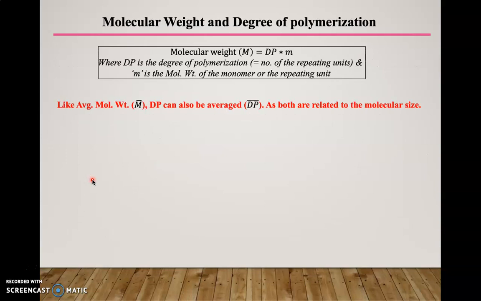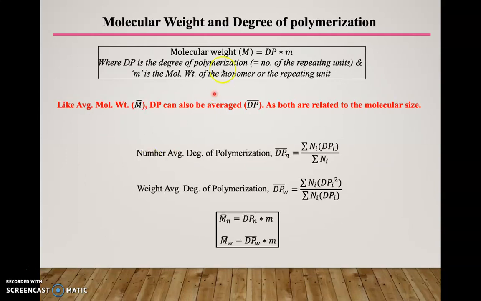Now, degree of polymerization, this particular thing we discussed in the starting part of our lecture, where I told you DP is the degree of polymerization, which is nothing but the number of repeating units, and M is the molecular weight of the monomer or the repeating unit. So if you know a polymer chain and if you know the number of repeating units in that polymer chain, you can multiply it with the weight of the monomer, you can get the molecular weight of that particular polymer chain.